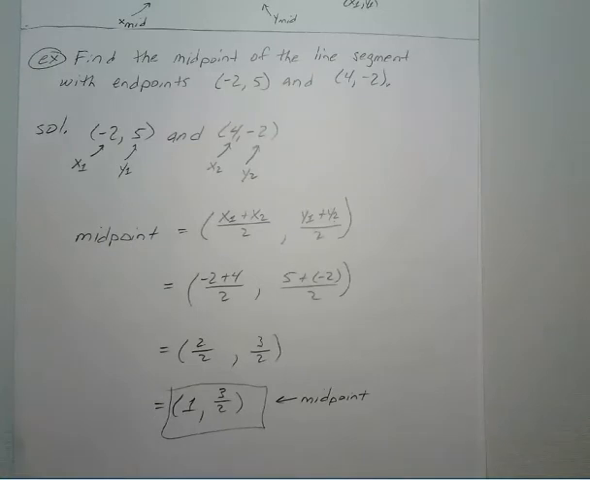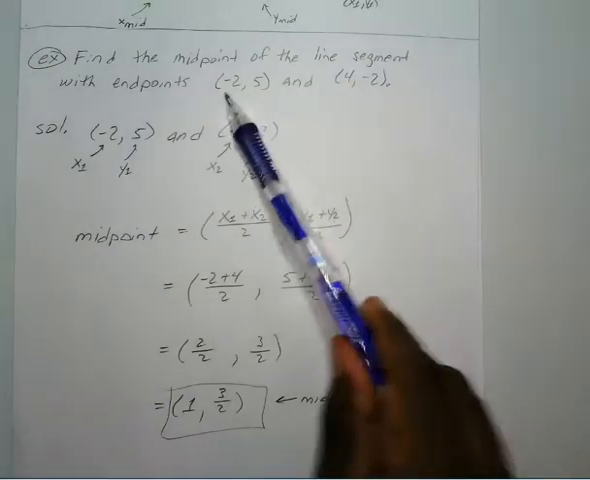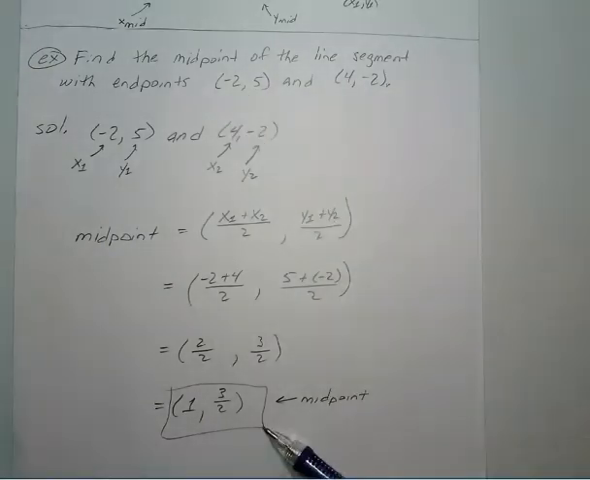So if you plot these 2 points on a graph, this point will be right in the middle of them.